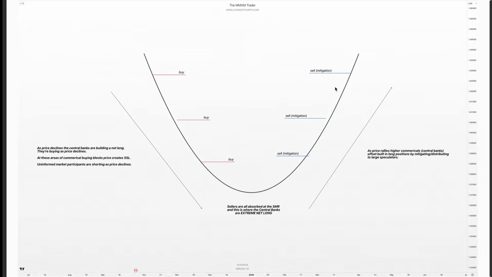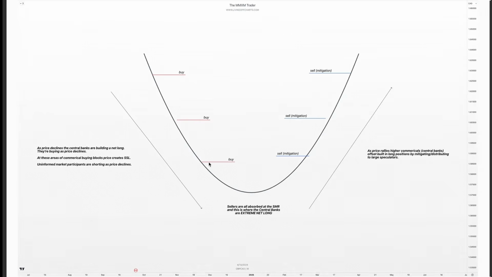So this is a bullish example, so a market maker buy model, and you just inverse this for bearish. But what happens as price is declining on the sell side of the curve is the central banks are building in a net long position as price is declining. So yes, as price is declining and price is up here, they are buying into sell side liquidity and building in blocks of price that create sell side liquidity. Now, why would they be buying on the drop like this all the way up here as price is declining?